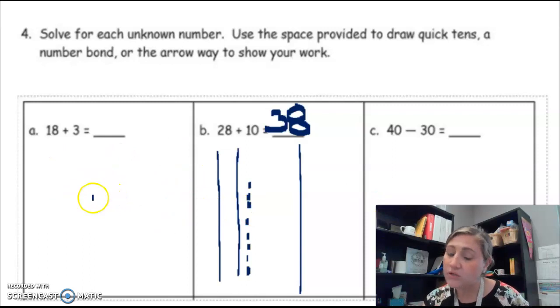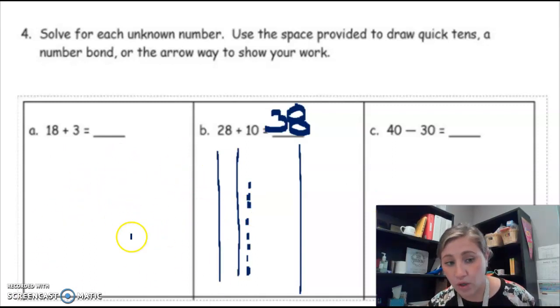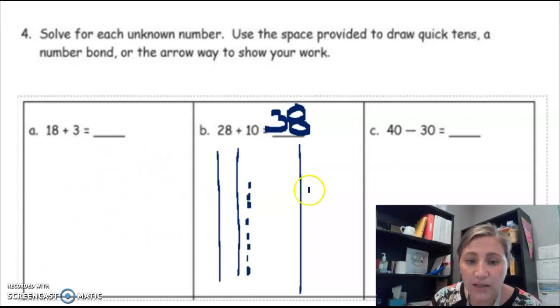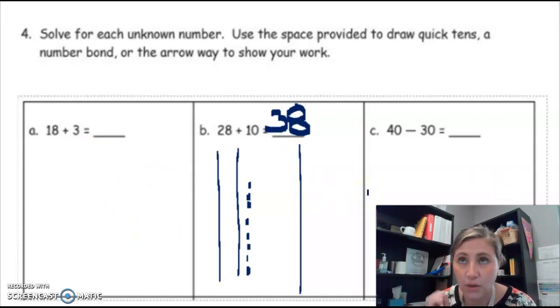They don't give you this big box for nothing. They want you to show your work inside that box and then write your answer. So finish these 3 problems by showing your work and writing the answer. And then you're going to do the last 2 slides, okay? Good luck.